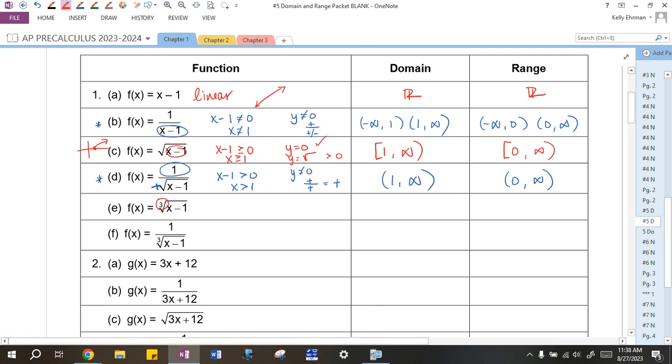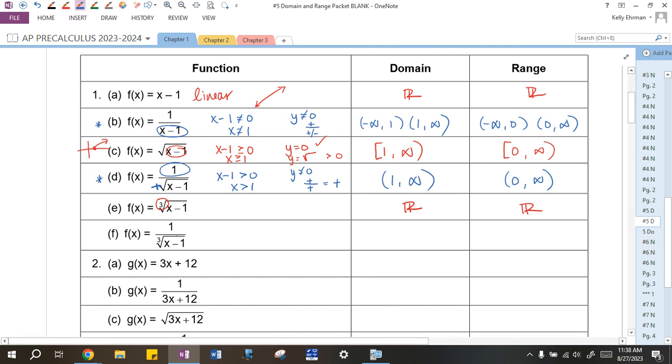For E, we have an odd root. Odd roots have no restrictions. We can odd root a positive or a negative or 0. So the domain is all real numbers. And the range is going to be all real numbers for the same reason. We can take an odd root and get negatives. We can get positives. We can also get 0.